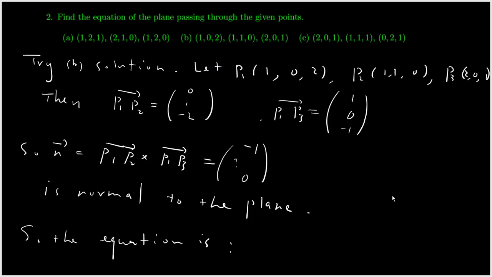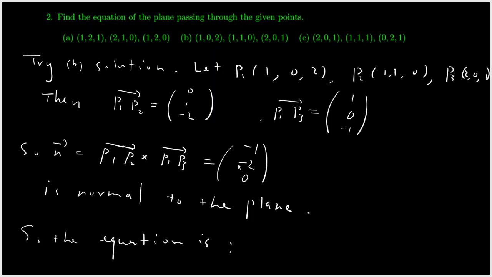Sorry, I made a mistake. It is -2. Okay, it's -2. Yeah, probably the sign associated with the second term is negative. So we have a normal vector to the plane.